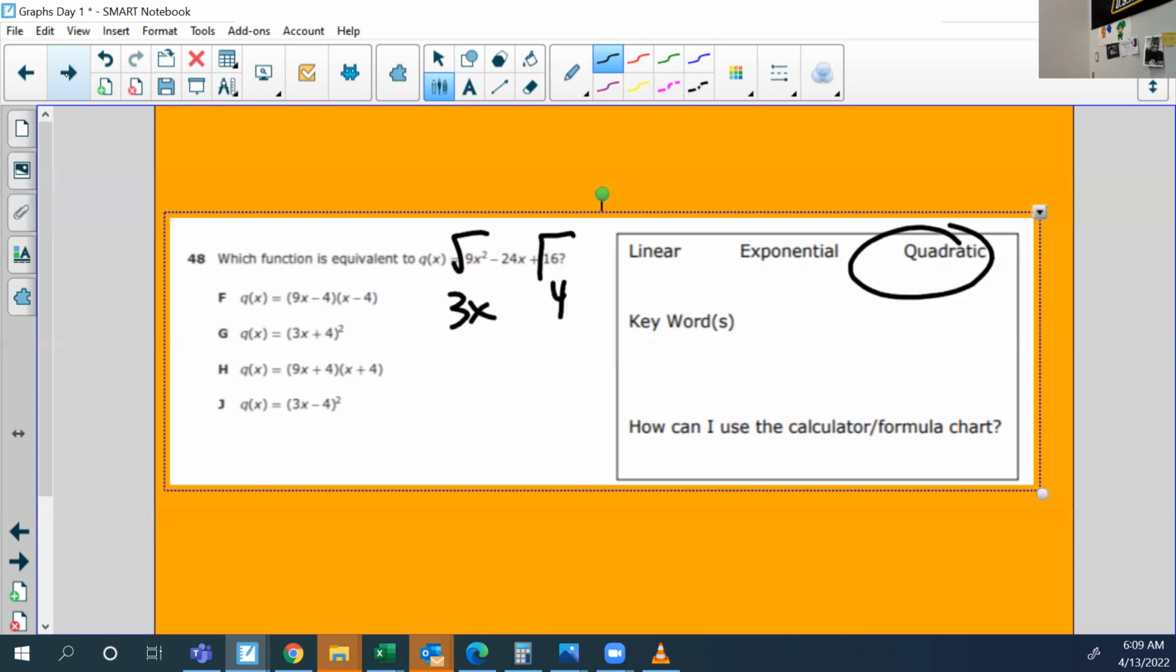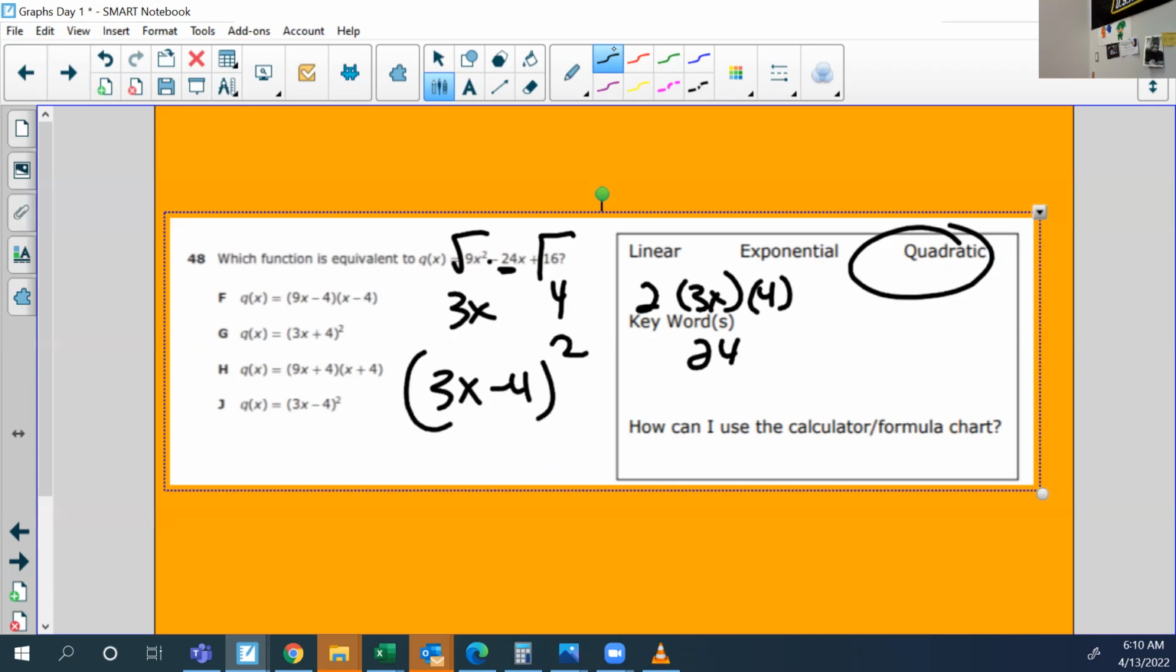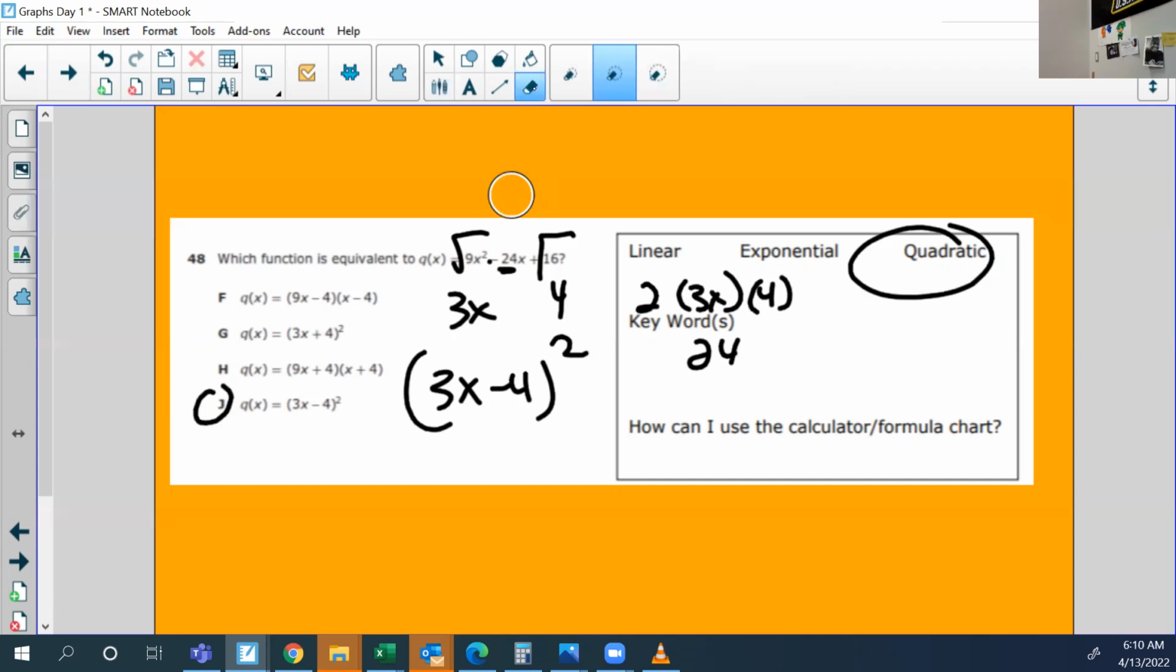All right. Let's do my test now. It's going to be 2 times 3x times 4. That gives me 24x. I get this 24. So yes, it is a perfect square trinomial. It matches. So now all I'm going to do is 3x, the minus sign, minus 4 squared. And that's your answer, J. All right. And I think I explained this on the last one of the last slides. All right.